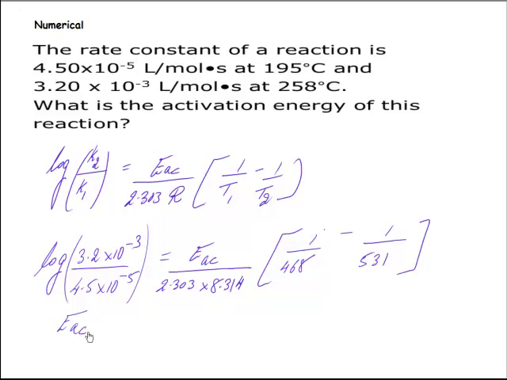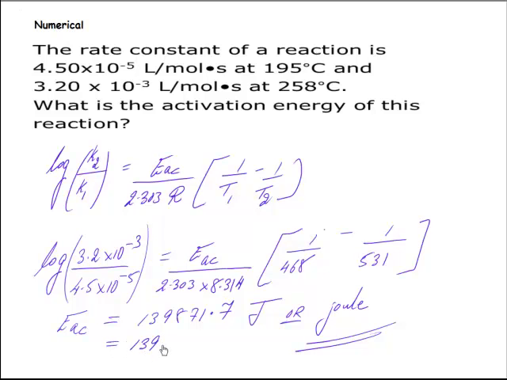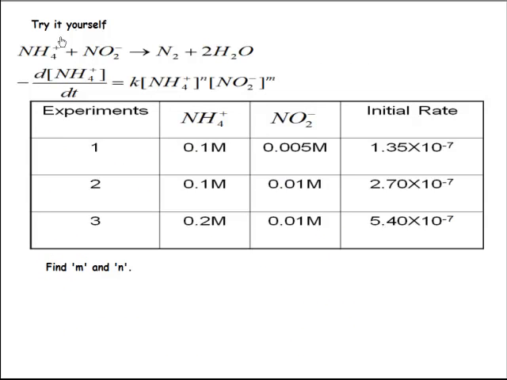Now we can rearrange this equation and find out the energy of activation, and the energy of activation turns out to be 139,871.7, and obviously this unit will be joules. We can always write this answer in terms of kilojoules as 139.871 kilojoules. Now a few numericals for you all to solve.